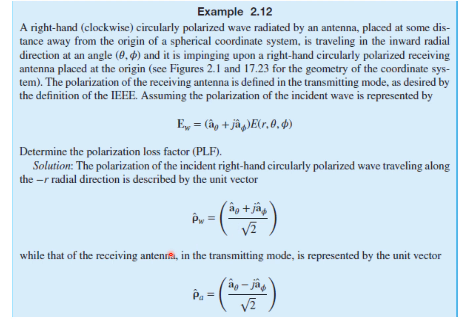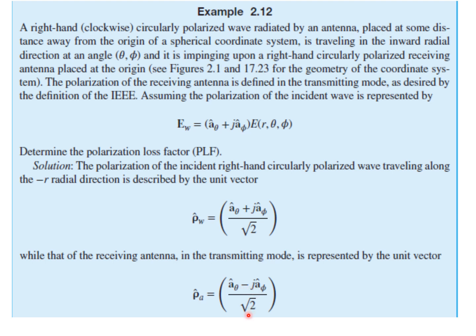While that of the receiving antenna in the transmitting mode is represented by the unit vector. So the receiving antenna in the transmitting mode will be left hand CP. That way the polarization of the antenna becomes opposite to that of the wave. You see here, that is (a_theta plus j a_phi) divided by root 2. So the imaginary term will become negative: a_theta minus j a_phi divided by root 2.